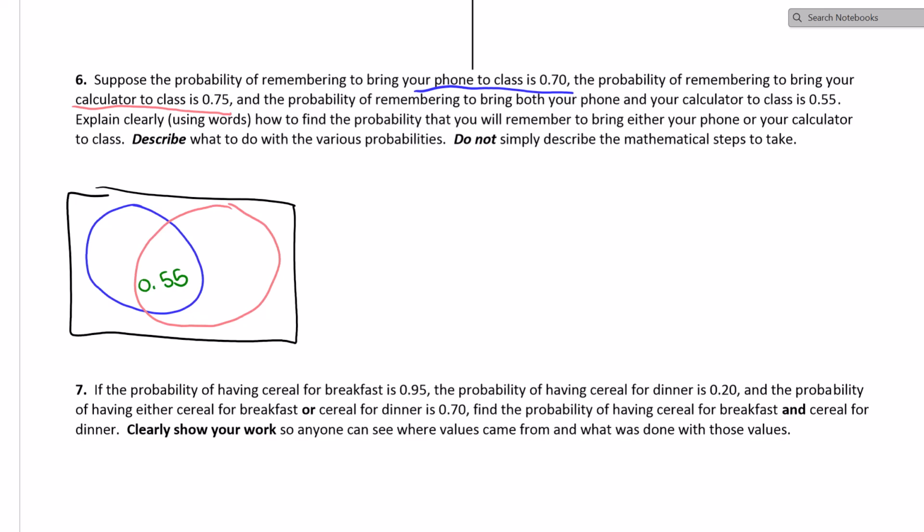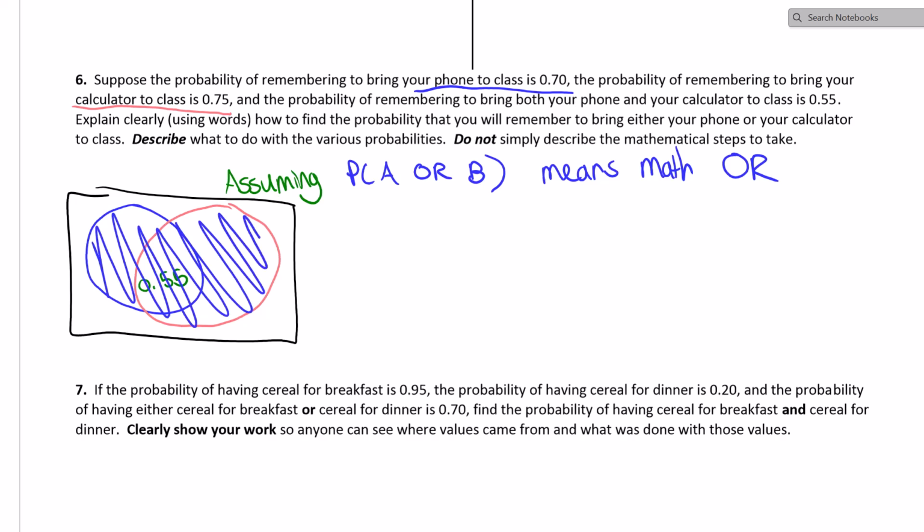So right here, we're going to assume, once again, this is the assuming language, assuming P of A or, well, can we use P for phone? Whatever, we'll use A, or B means mathematical or, and we're not talking about the exclusive or that we talked about earlier. Assuming that is what we really mean, one or the other, either of them, then we have to find a way to add up this space and this space.